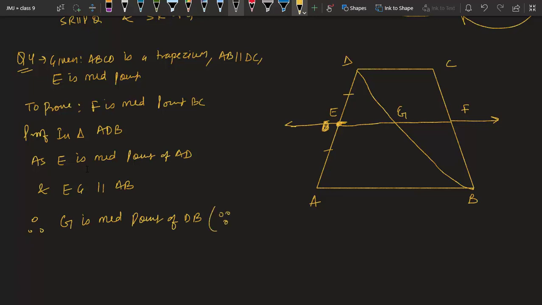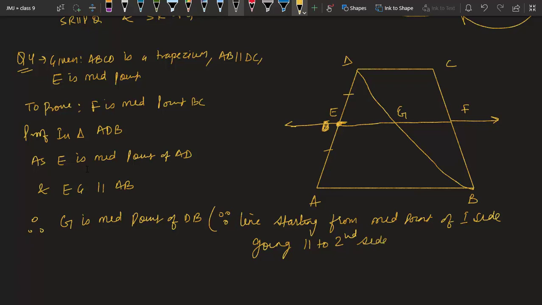Now you will ask how? Because converse of midpoint theorem, which says line starting from midpoint of one side going parallel to second side will bisect the third side. This is your converse of midpoint theorem, and with this we have got G is a midpoint. That means these two are equal now.